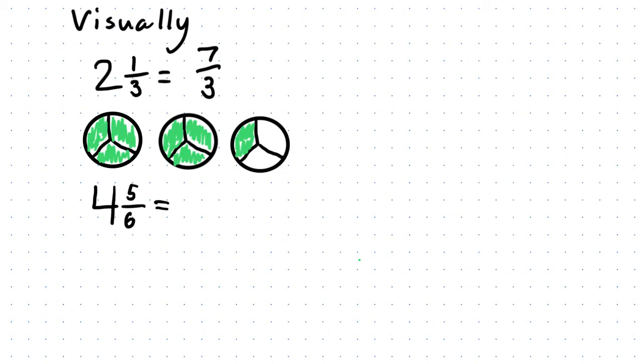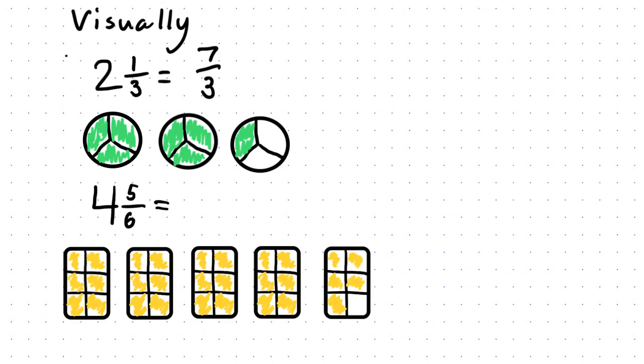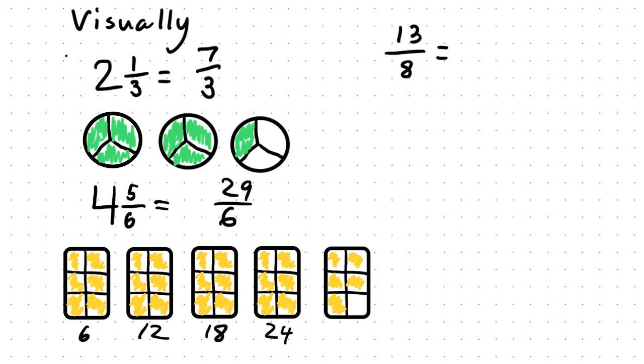How about 4 and 5/6? So here I've got my 4 and 5/6, and we need to count up the pieces. They're all sixths, so they'll be in 6s. So here we have, let's see, 6 pieces, 12, 18, 24. And then we have 5 more, so that's going to be 29/6.